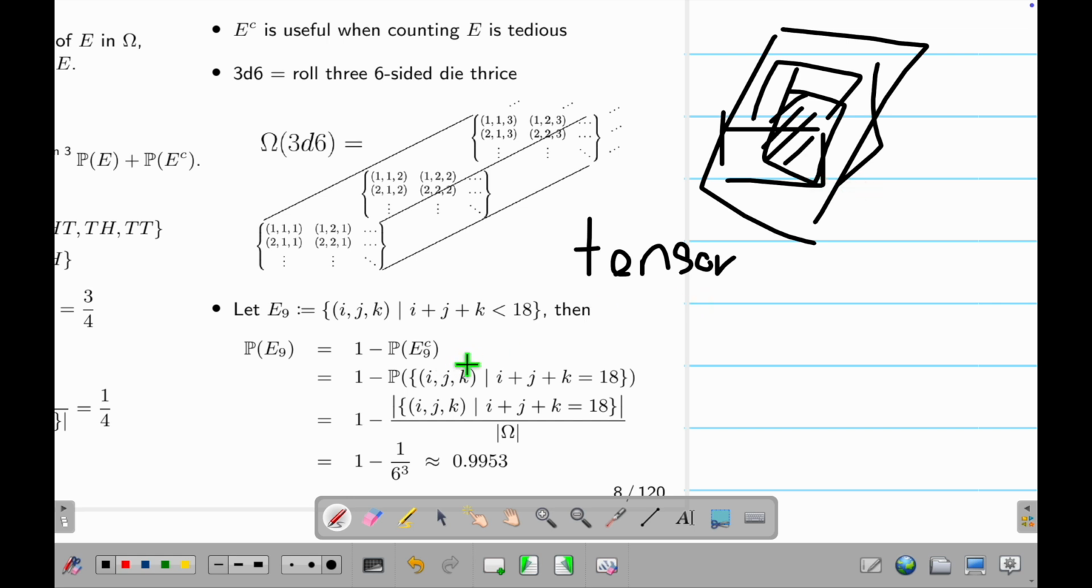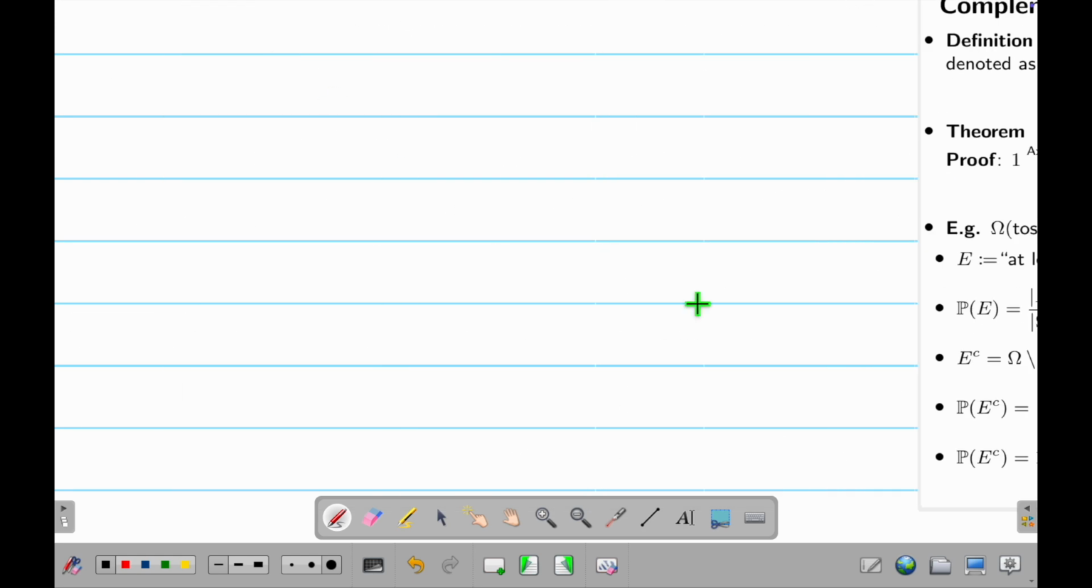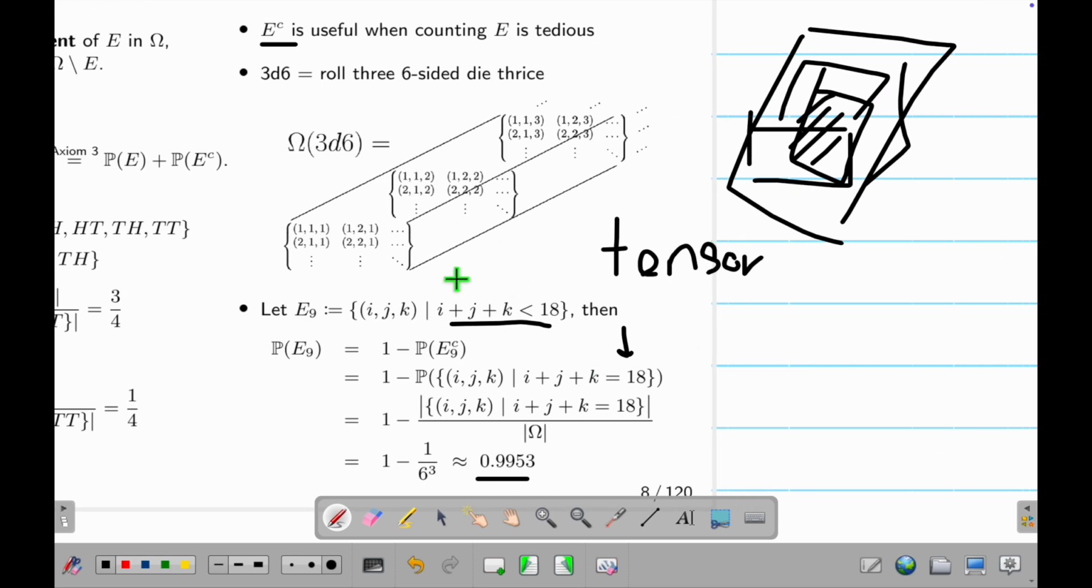So we do the complement. What's the opposite of this? The opposite is larger or equal. You cannot go larger than 18, so you can only have 18. So you count how many ways you can sum to 18. There's only one way. So that's how you get this number. That's the usefulness of this thing. These looked stupid. Now you see this is not stupid.